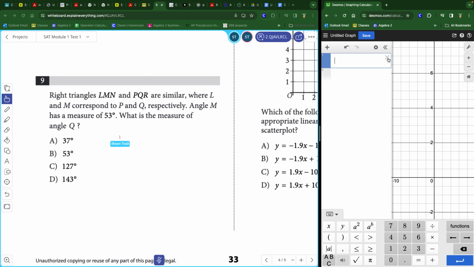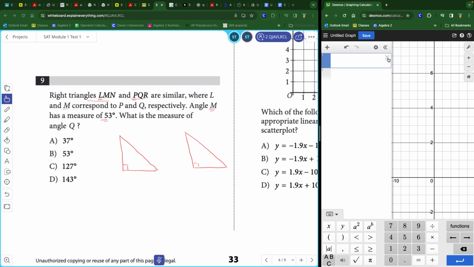Number 9, right triangle LMN. So immediately draw a picture of a right triangle and call it LMN. M has a measure of 35. So it's important to know M here. I'm just kind of reading through it. I also have PQR. I haven't labeled them yet because I'm not sure who aligns. I know L probably goes with P, etc.